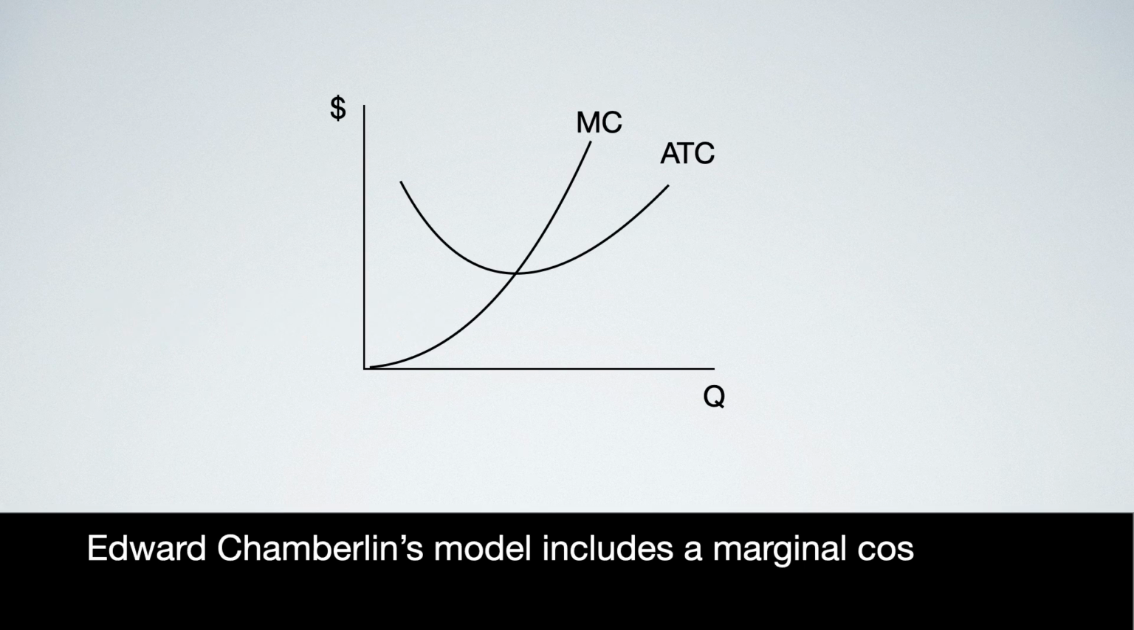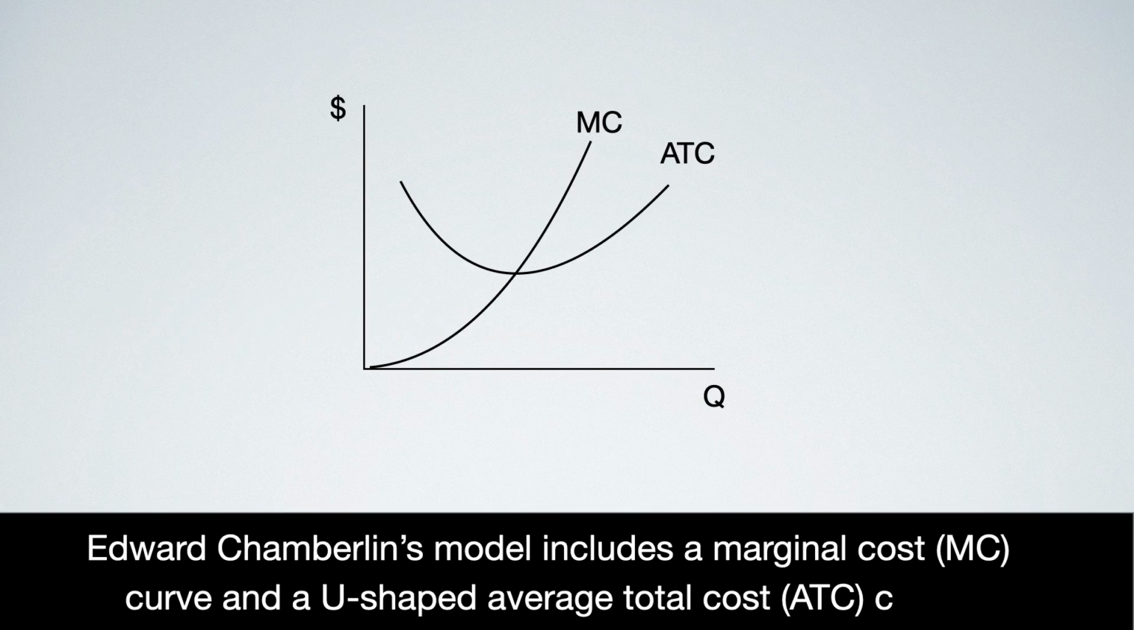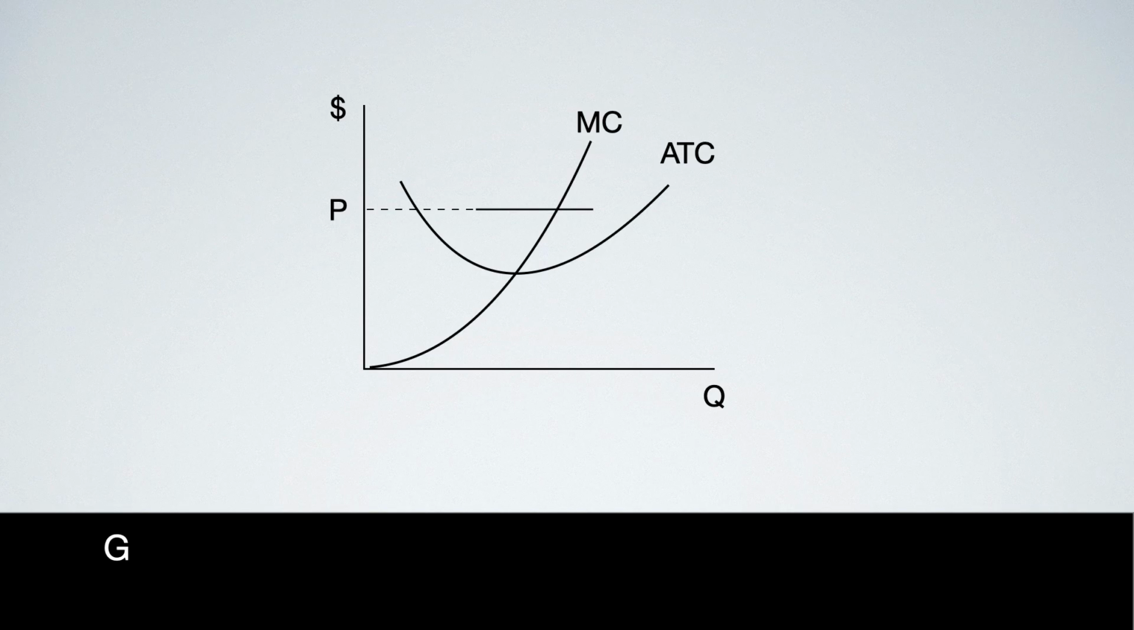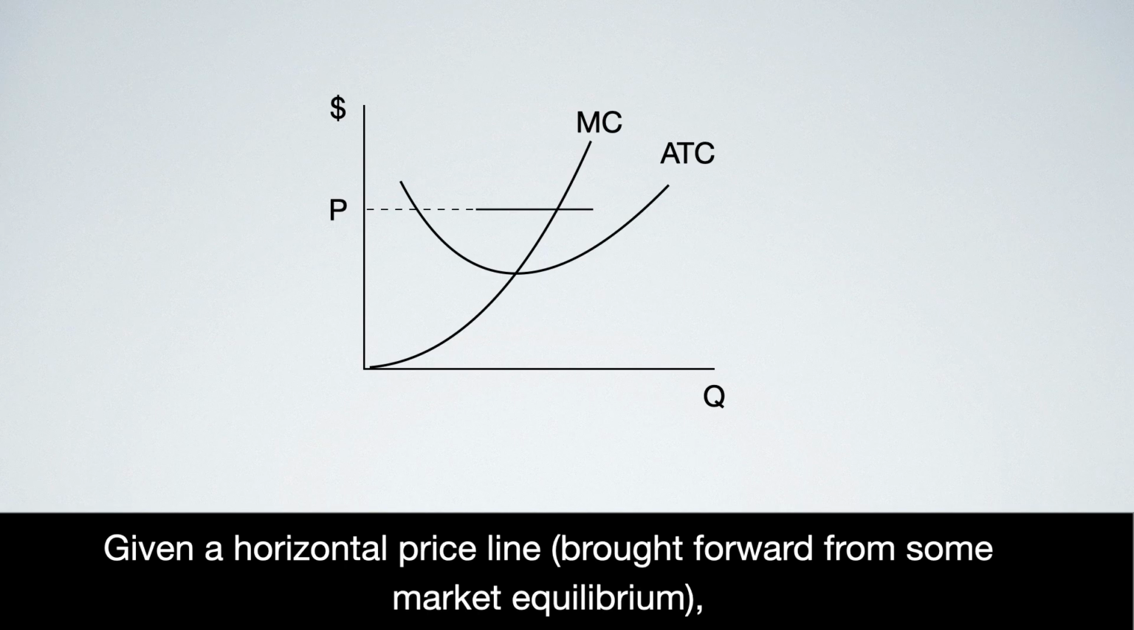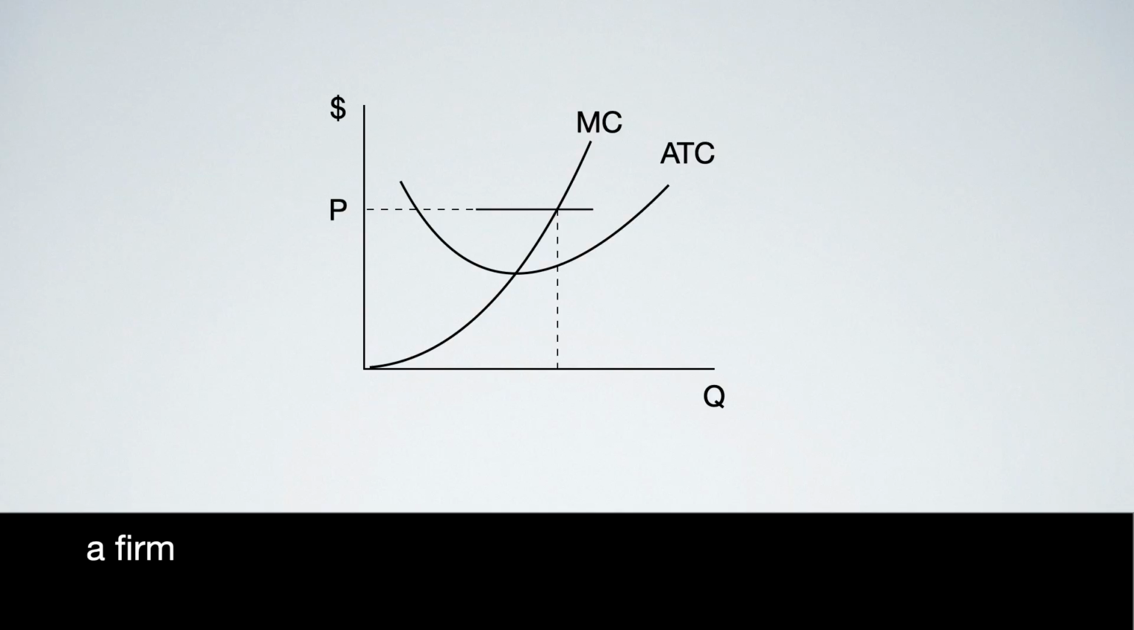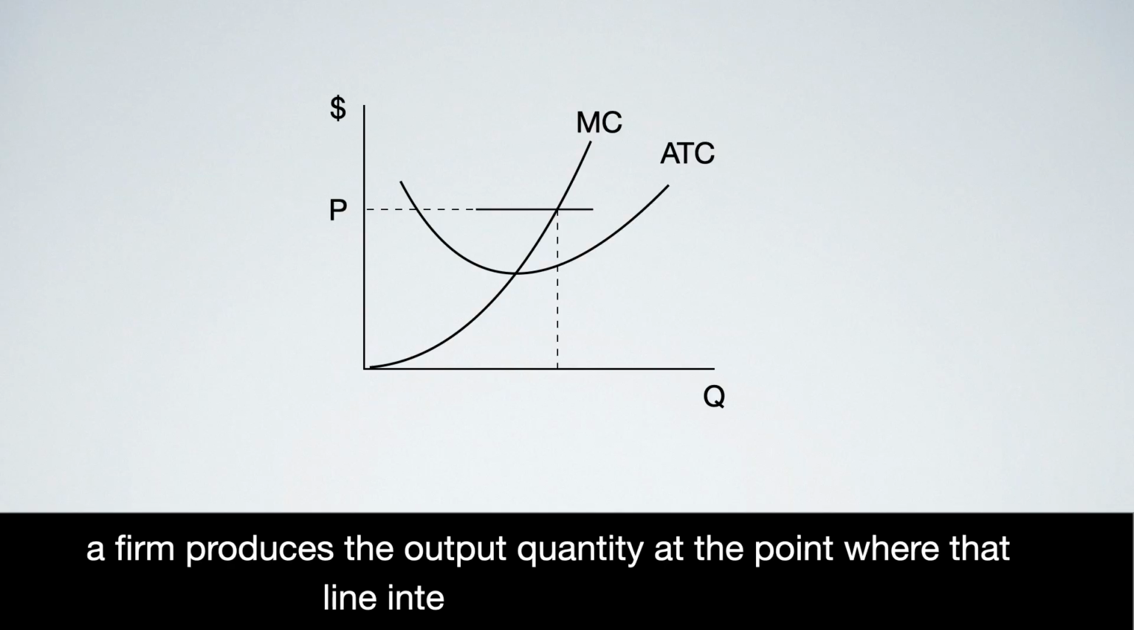Edward Chamberlin's model includes a marginal cost, MC curve, and a U-shaped average total cost, ATC curve. Given a horizontal price line, brought forward from some market equilibrium, a firm produces the output quantity at the point where that line intersects the MC curve.